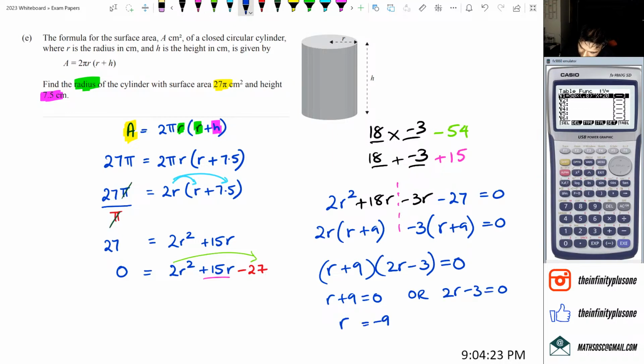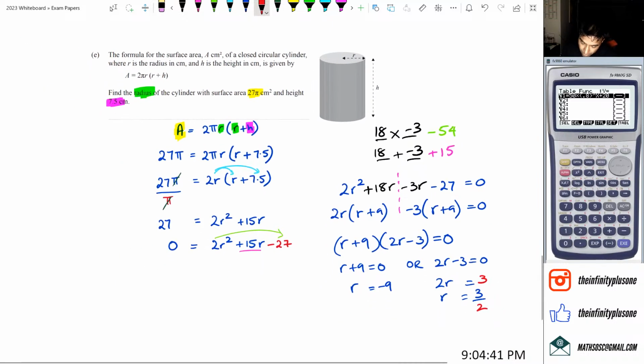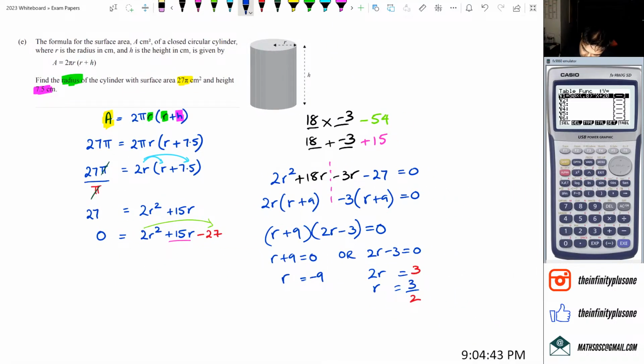So r is equal to minus 9. 2r equals positive 3. And then r is equal to 3 divided by 2. Now, the thing is, we've got to go with the positive answer. We can't actually have r as a negative value. So we're just going to write a little statement that r can't be negative. Therefore, r is equal to 3/2 or 1.5.